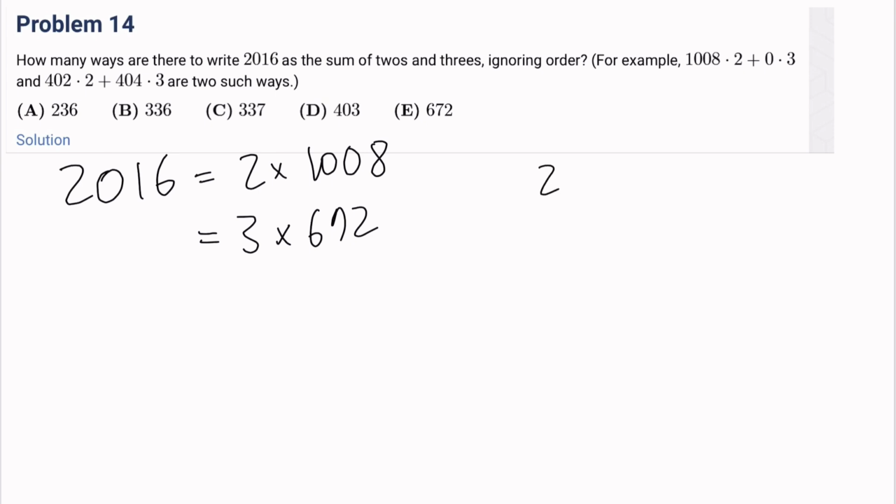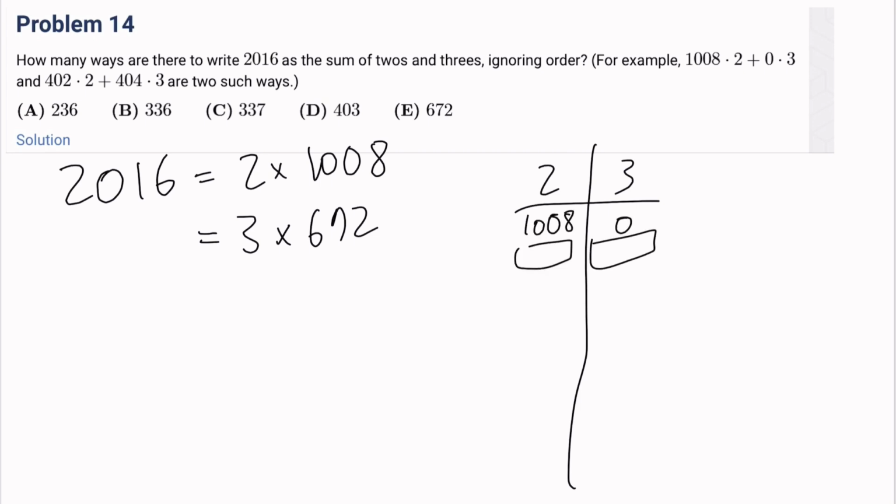So as the sum of 2's and 3's, right? Obviously one choice would be to have 1008 twos and no threes. And since both have to be an integer, the number of threes should increase by 2 and the number of twos should decrease by 3, right? And so there will be 1005 twos, and so on until 672 threes are reached and there are no twos left, right?